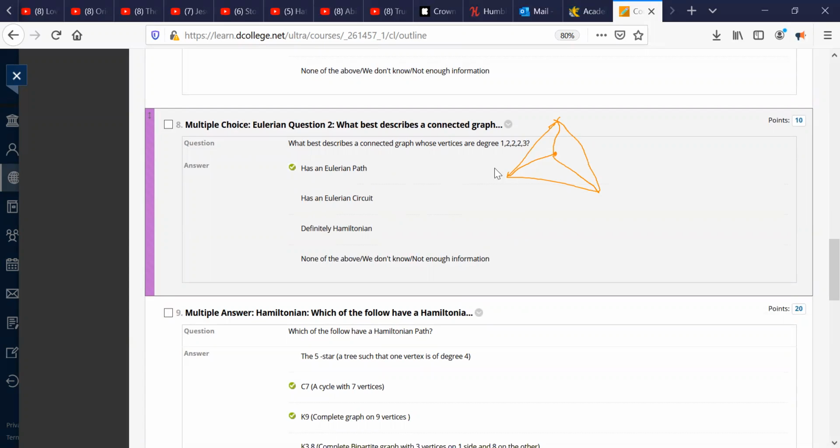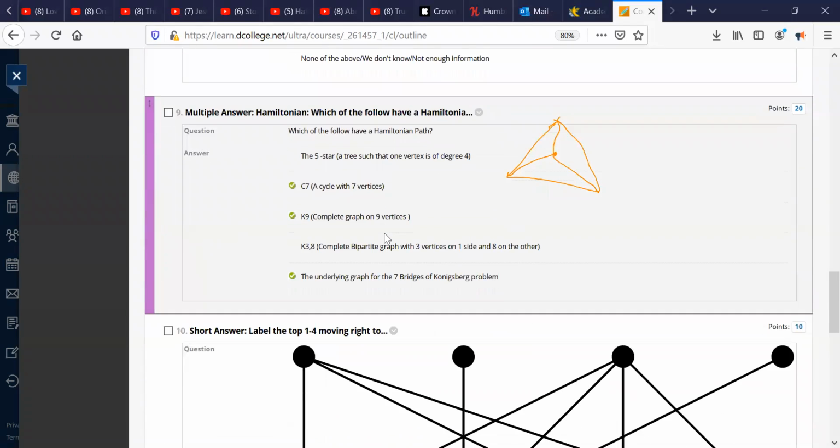This also has a similar rule: it has exactly 2 odd, so it's going to be Eulerian. It has an Eulerian path. Which of the following has a Hamiltonian path? So this is going to be pretty easy to check for some of these.